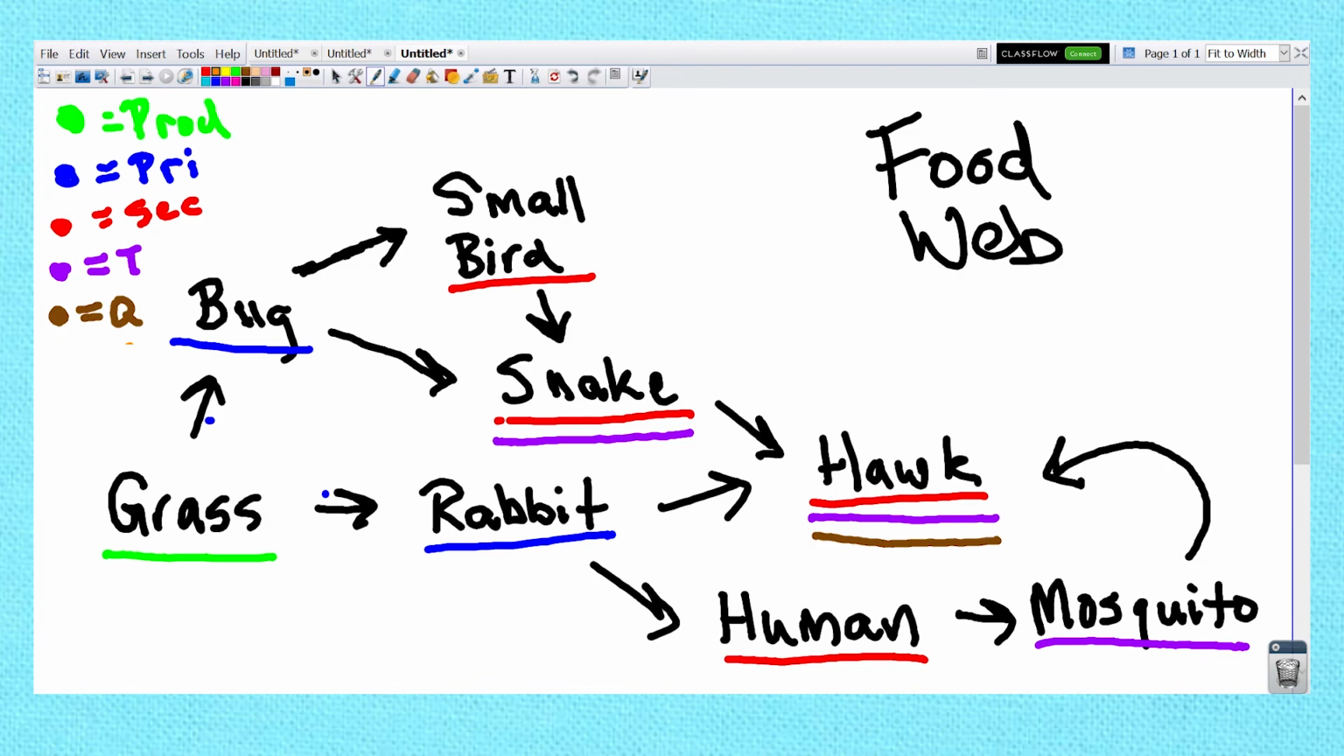Remember, you can get up past quaternary. There's not really a cool name for it. It's just like, this is the 5th level consumer. Underline it with orange. This is a 6th level consumer, 7th level. So you can get really, really complicated, but I've never seen anything at the high school level that really went past quaternary.